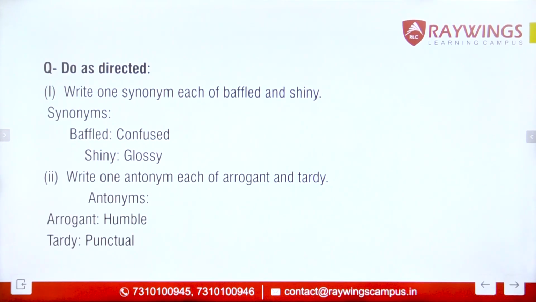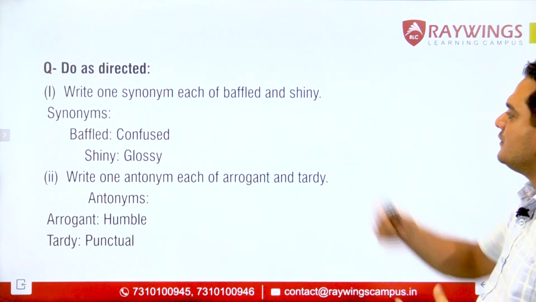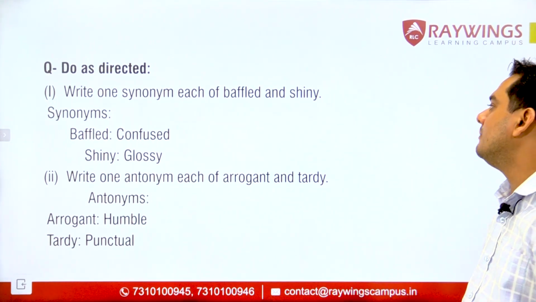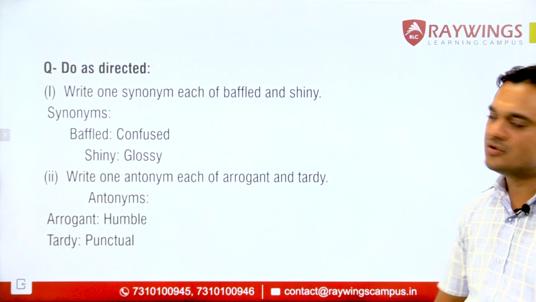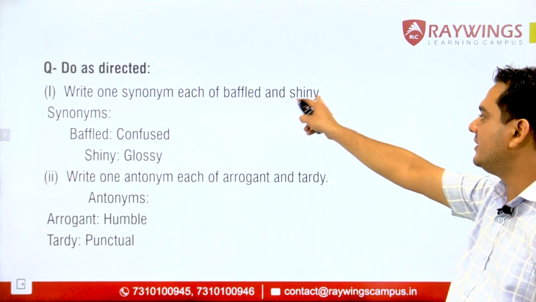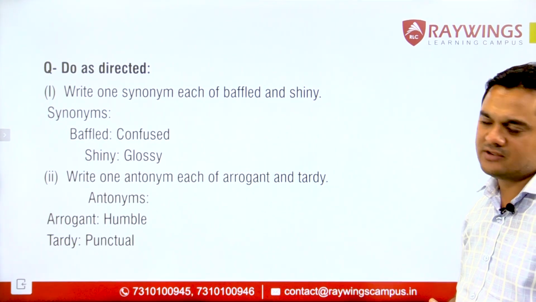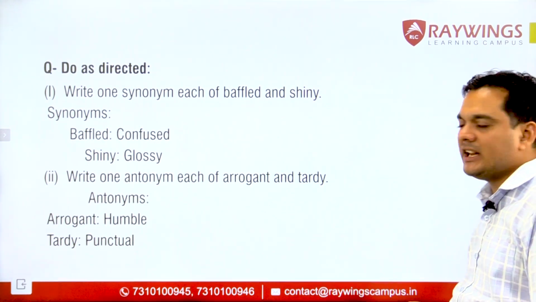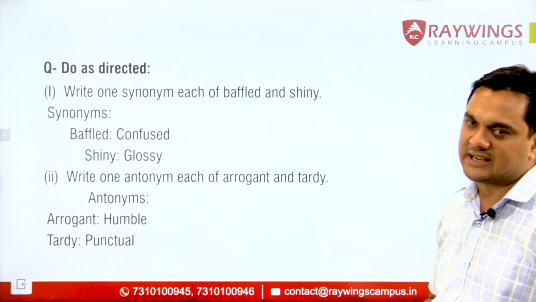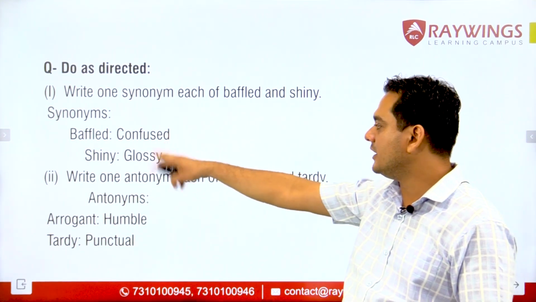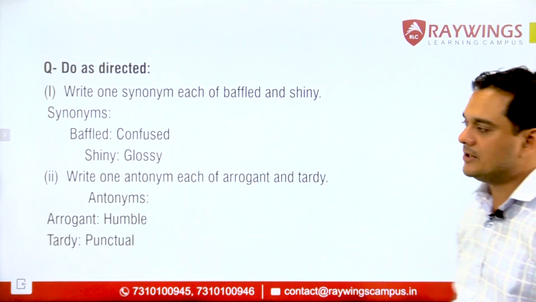Next question is do as directed. It says write one synonym of each, baffled and shiny. So we have to write one synonym for baffled and one for shiny. Baffled means perplexed and confused. So we can write confused, and shiny means glossy, something which shines. So the synonyms will be confused and glossy.